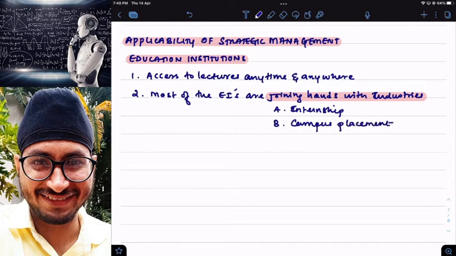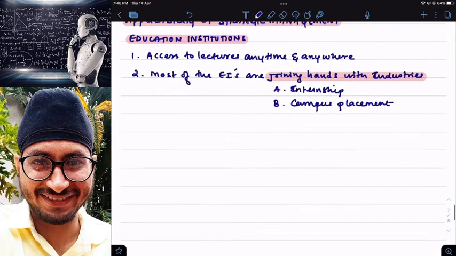Campus placement also, nowadays colleges are giving you, and internships also, directly colleges are providing you. They have a tie-up with many big companies. Like even ICAI provides campus placement, right? Once you qualify.